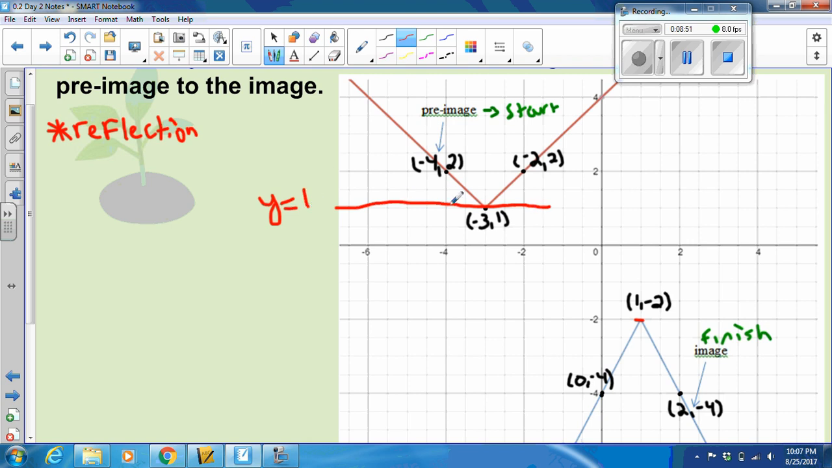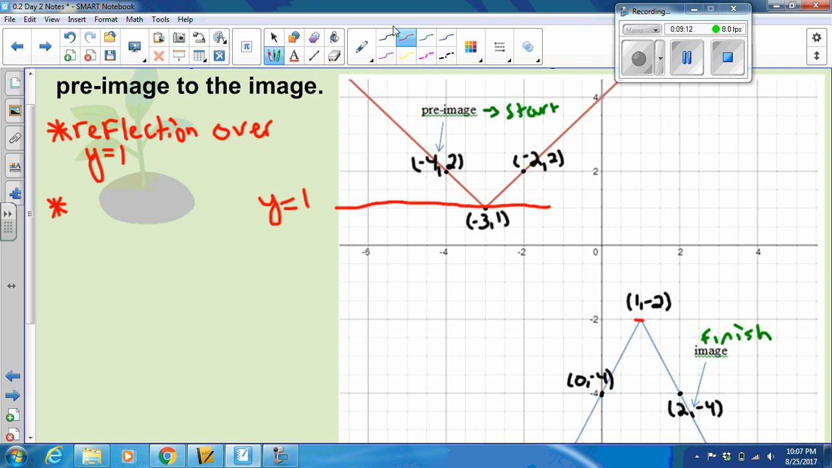Okay, so the line that we reflect, or basically flip our pre-image, is going to be over y equals 1. So here we say reflection over the line y equals 1. Okay. So now that we got a reflection, now we got to see if there's a vertical stretch or shrink or neither.